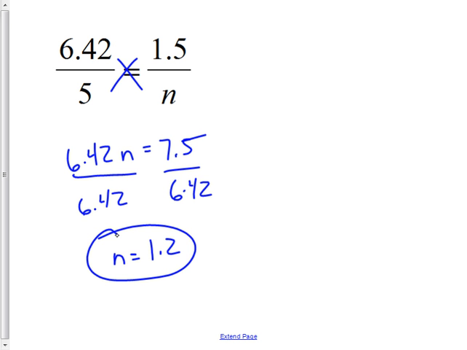All right, and that's our last example for today, just solving proportions. You know, it's a nice way to find a missing number. You're going to be given three numbers. You're solving for that missing fourth number by using proportions, by cross multiplying and dividing.